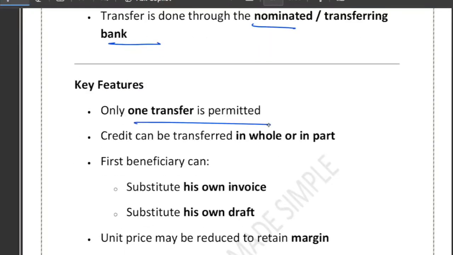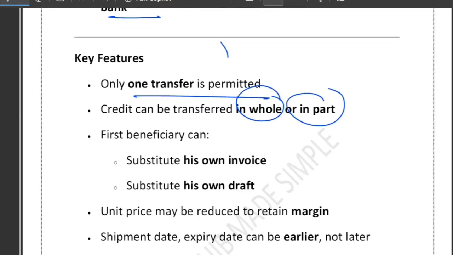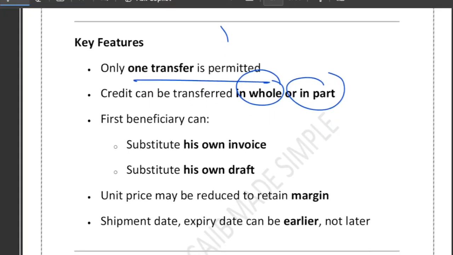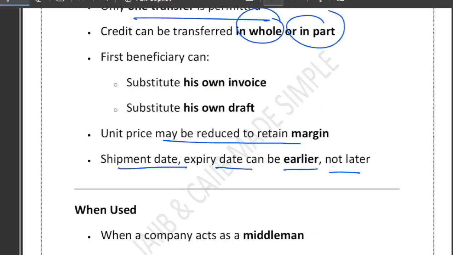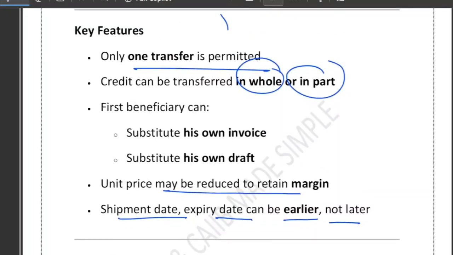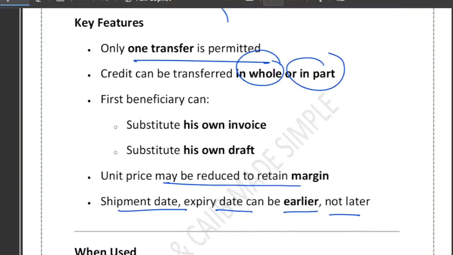The key feature is that only one transfer is permitted. You cannot transfer it more than once. Second point, transfer may be full or partial. Third point, the first beneficiary is allowed to substitute his own invoice, substitute his own draft, and keep his margin. Unit price may be reduced to retain the margin. And one more thing is that shipment date and expiry date can be earlier, not later, right? These are the few things to keep in mind regarding the transferable letter of credit.